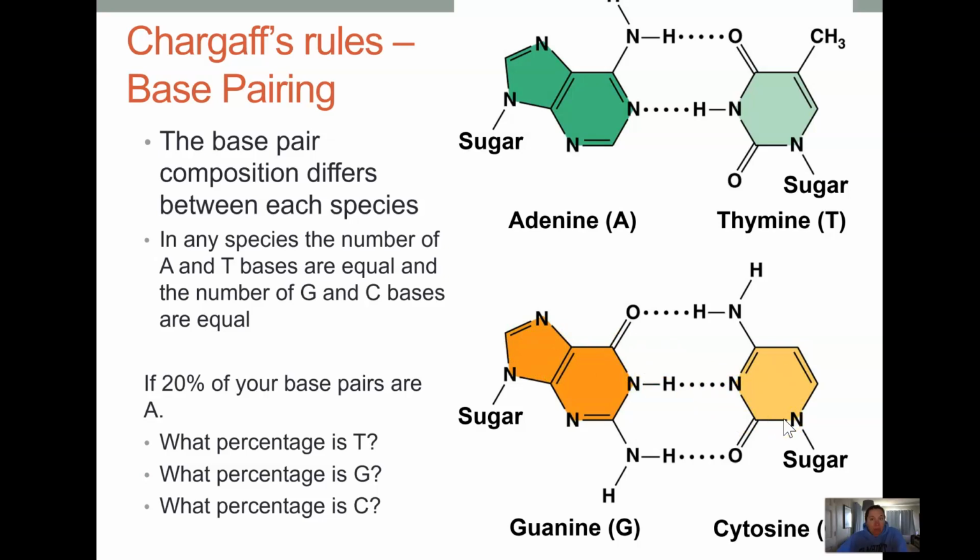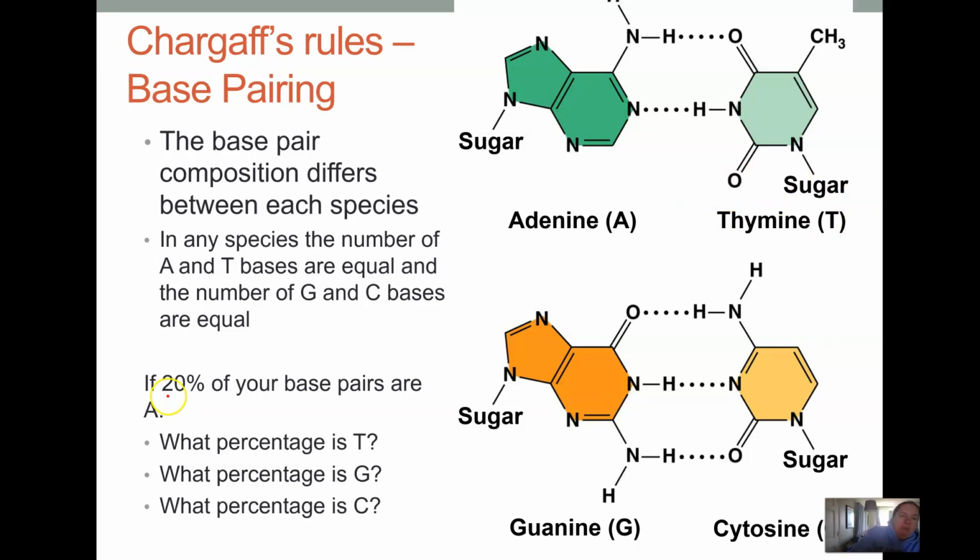And because of this very important Chargaff's rule, if we know the number of adenines in DNA, then we know that the amount of thymine will be exactly the same. And then we can actually determine the amount of guanine and cytosine as well. So let's see if you can figure this out. If you know that 20% of your base pairs are adenine, if you were to sequence your DNA and the scientist or the doctor, whoever it is, told you that 20% of your nitrogenous bases are adenine, how much would thymine be?